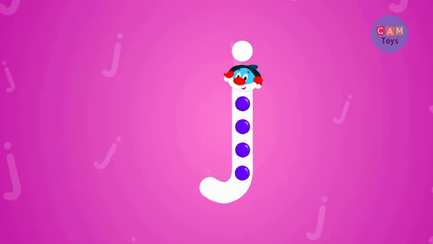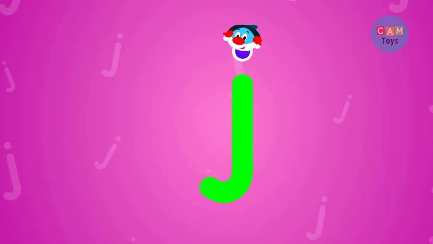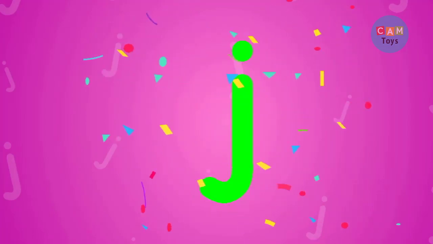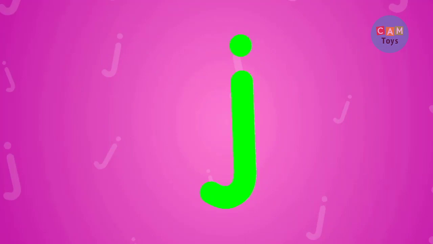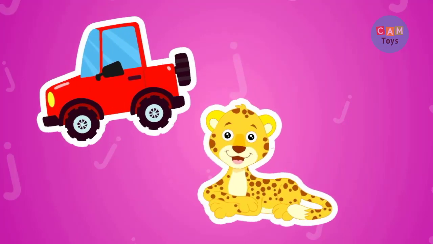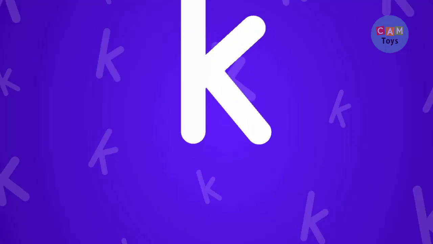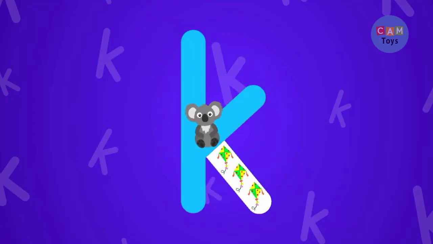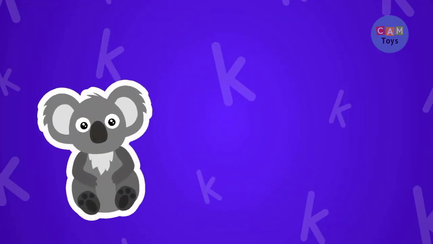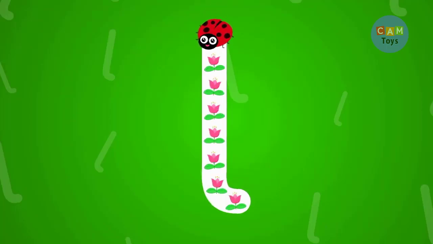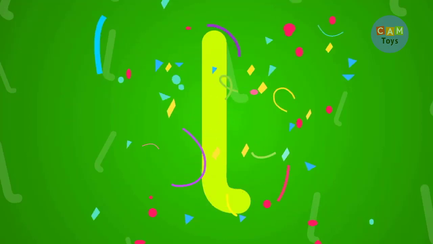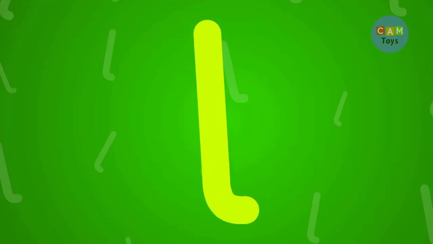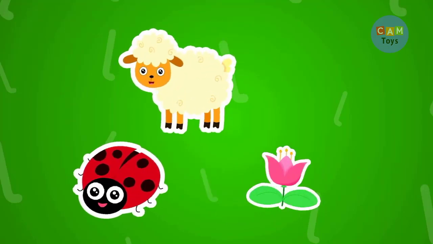This is the letter J. J is for Jeep, Jaguar, Jellyfish. This is the letter K. K is for Koala, Kangaroo, Kite. This is the letter L. L is for lamb, ladybug, lotus, lemon.